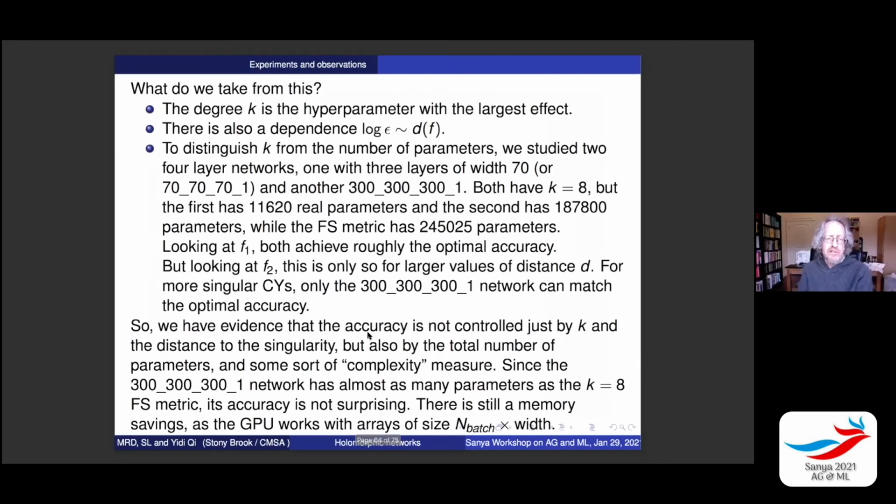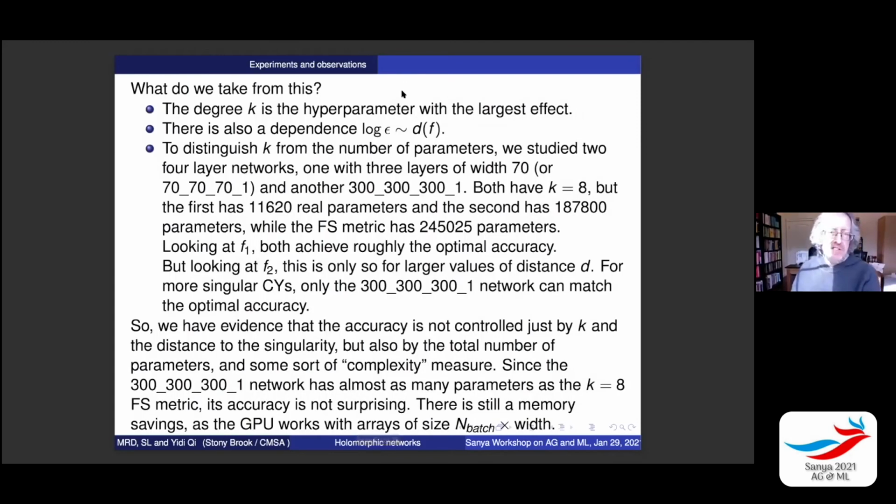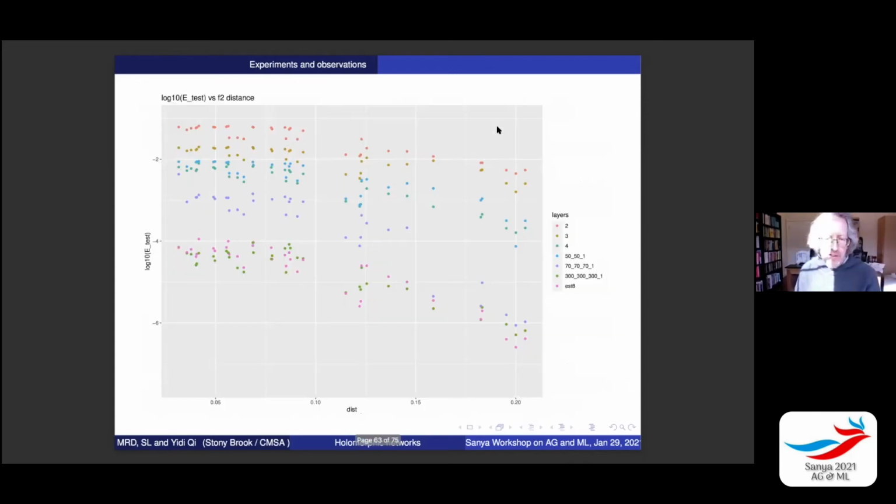Okay, so it is the case that we group these various models first by the degree of the metric. So K is indeed the dominant thing that controls the accuracy. Clearly, there is a dependence on how close you are to the discriminant locus. Your accuracy goes down systematically for all these approximations.